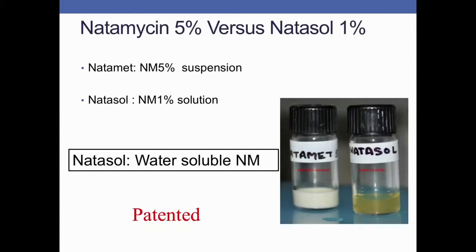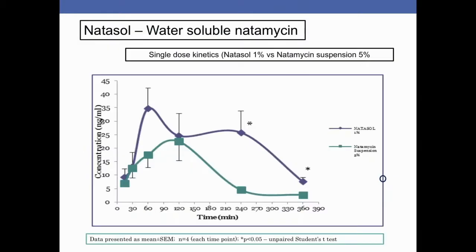And this is something that we've already worked on. If you look at natamycin 5%, it is a suspension. But in our lab at Ocular Pharmacy, we've linked it to a polymer, so it has become a solution, and we call this Netasol. And this has again been patented, and this is a water-soluble natamycin. When we looked at single-dose kinetics as well as multi-dose kinetics, both the peak levels as well as the concentrations at all follow-up points were found to be superior as compared to 5% natamycin.